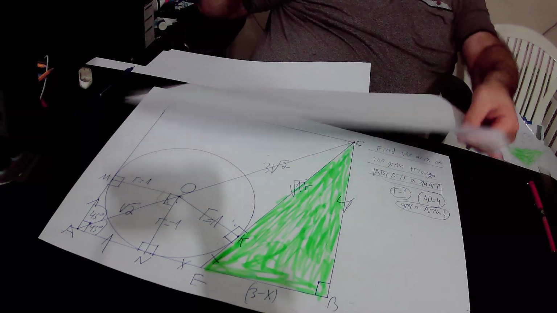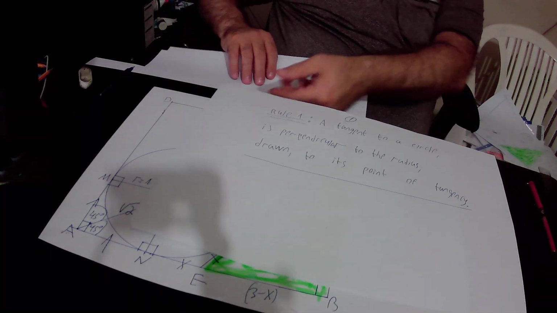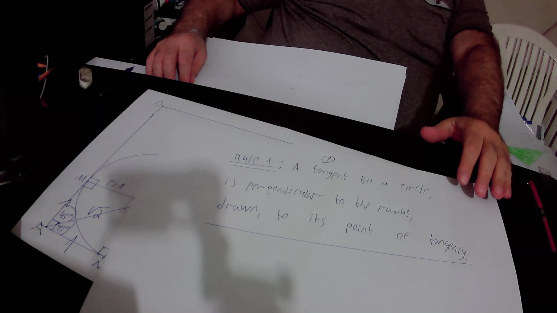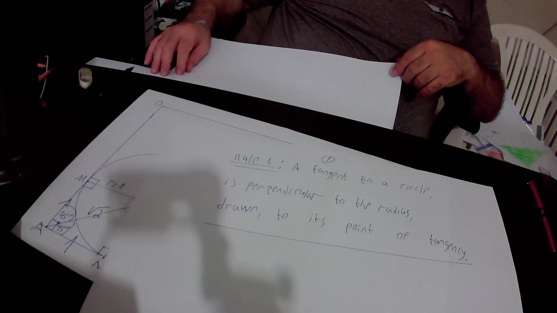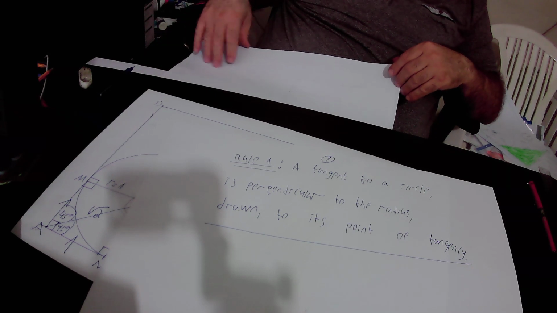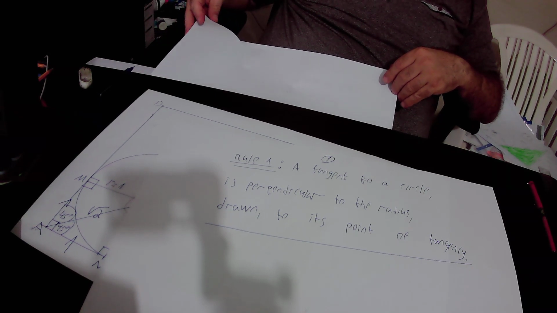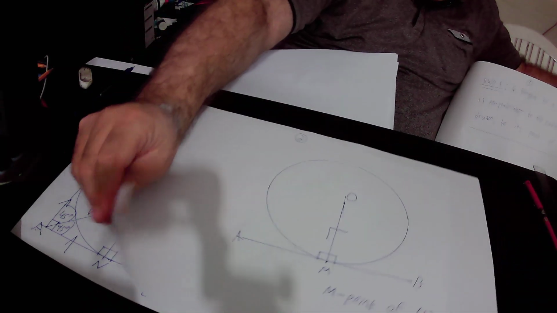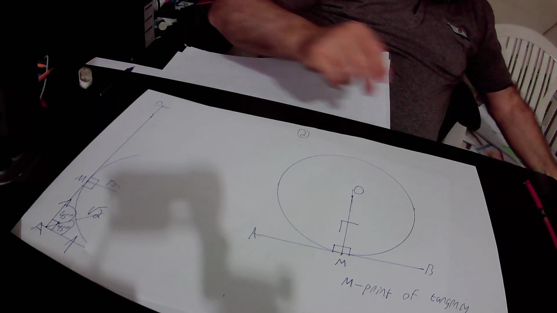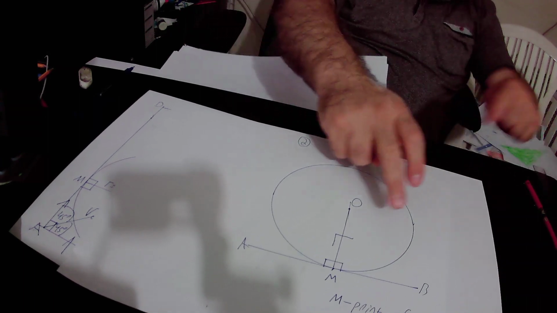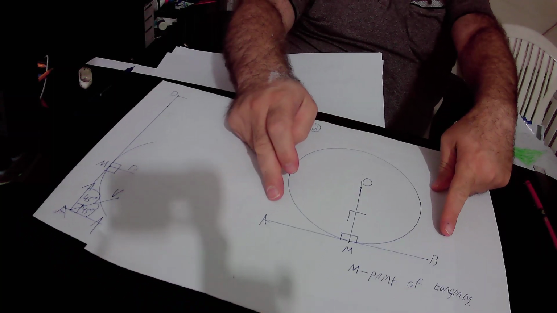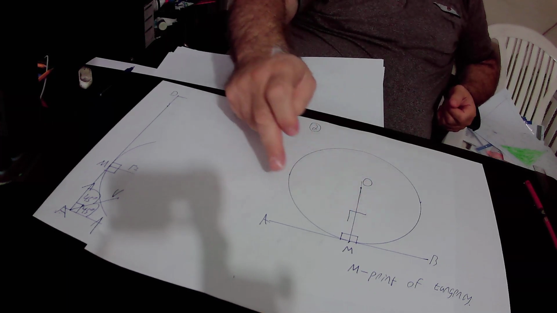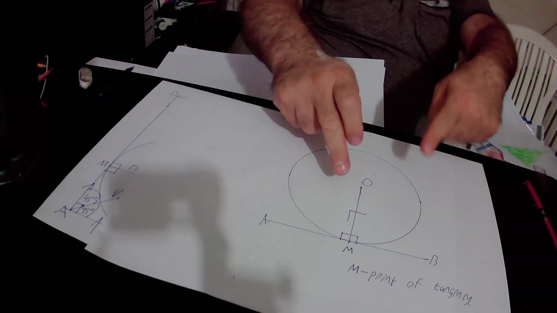So, first of all, I presented to you rule number 1. According to rule number 1, a tangent to a circle is perpendicular to the radius drawn to its point of tangency. Okay, what is the meaning of rule number 1? The meaning of rule number 1 is that if we have this circle and tangent AB is tangent to this circle at point M. Point M is the point of tangency of tangent AB with this circle.